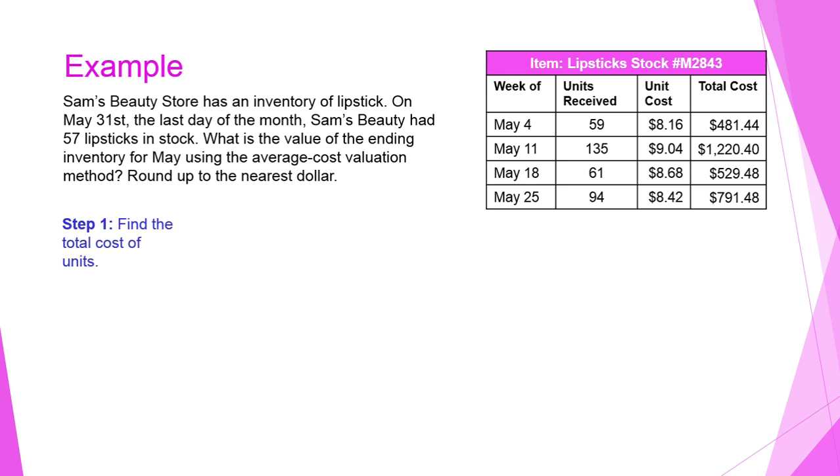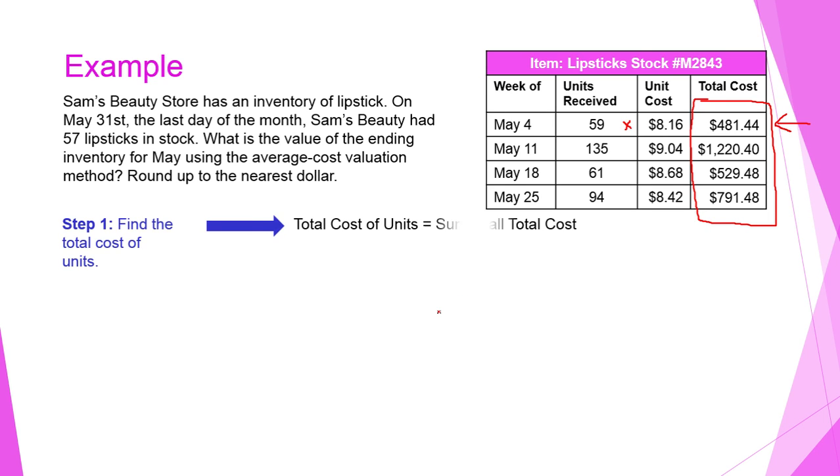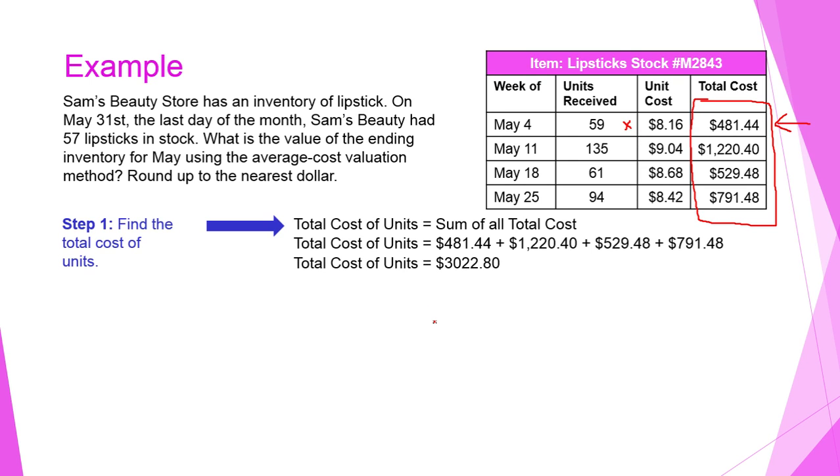First thing we need to do is find the total cost of units. I already did some math for you. Sometimes they won't give you this column right here and you have to find it yourself. So really quick, to find, let's say, the first row, all you have to do is multiply the units received by the unit cost in order to get the total cost. So I did that for you already. All you have to do is add them all up together now, and we get $3,022.80.